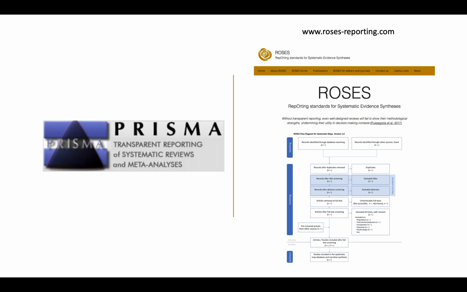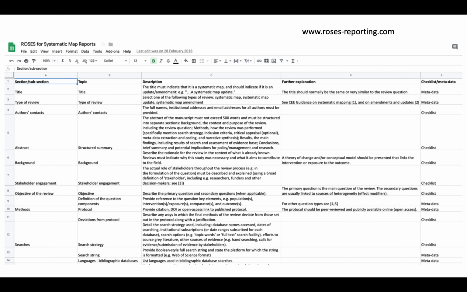And one of the things that these forms provide is a template flow diagram that you can adapt. We talked about it before in synthesis, and you can fill in those numbers and show where studies have gone as they flow through your systematic map.